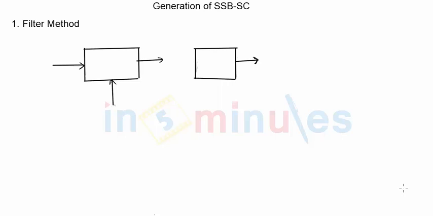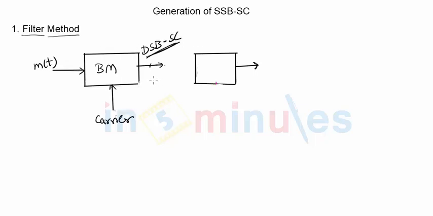The very first method of SSB generation is called the filter method, which is a very simple and a very obvious method of SSB generation. The block that we have in this method is a balance modulator. As I told you, we will have to first generate the DSB-SC signal, and we can do that using a balance modulator. So the input is the modulating signal, and the second input will be the carrier signal. When you give it to the balance modulator, the output is double sideband suppressed carrier. That means we have got two sidebands.